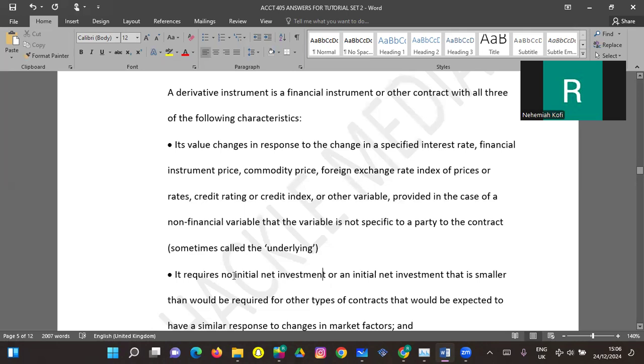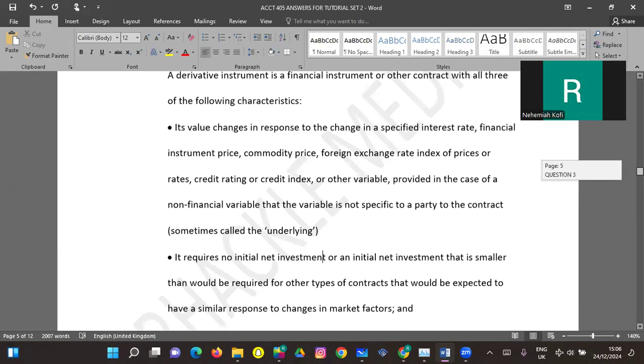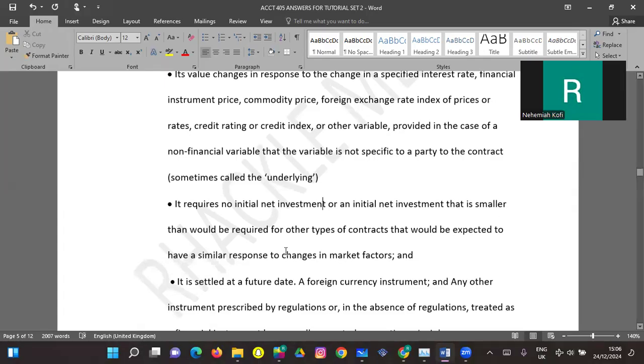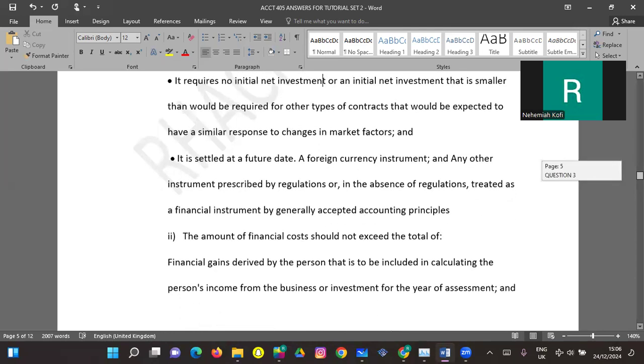Second, it requires no initial net investment, or an initial net investment that is smaller than would be required for other types of instruments. So at least you need to pay something down. Third, it is settled at a future date. A foreign currency instrument and any other instrument prescribed by regulations are also included. Basically, all these answers were taken from the ICAJ website so that we go with the marking scheme.